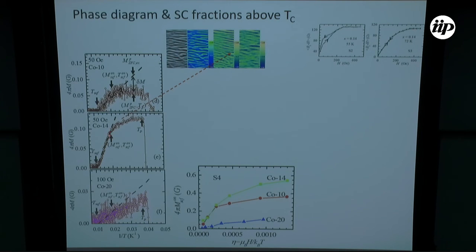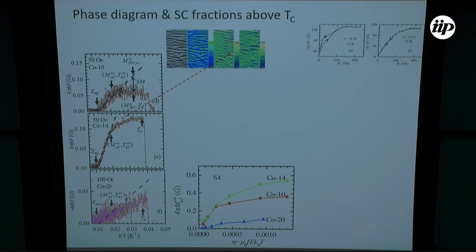If you pick up the value of the magnetization at this point, and plot it as a function of this μB by a dimensionless unit, you will see that the CO14 sample, the optimally doped sample, which has the highest Tc, has the strongest effect of magnetic fluctuations. The value of magnetization turns out to be the strongest. This is all above Tc.